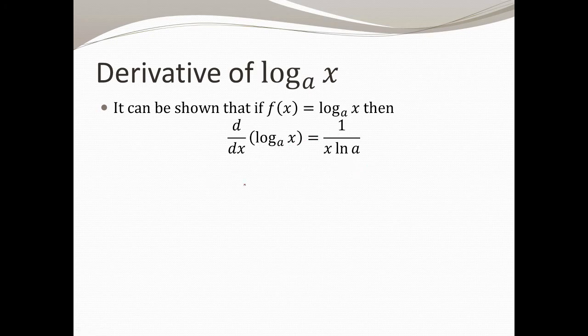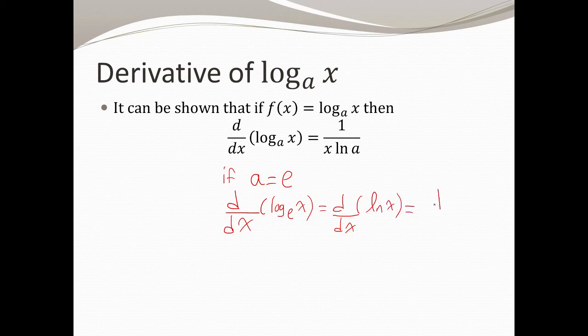This has the neat property that if a happens to equal the number e, then this function becomes the following. d/dx of log base e of x, and we just call log base e ln x, and this gives me 1 over x times ln e. And ln e is just 1, so this just becomes 1 over x. So the derivative of ln x is equal to just 1 over x. And that's great, because taking the derivative of a natural logarithm is fairly easy if you just remember this rule in combination with chain rule, product rule, and so on.